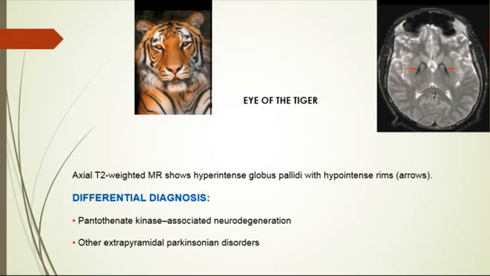Other extrapyramidal Parkinsonian disorders such as corticobasal degeneration, early onset levodopa responsive Parkinsonism, and the progressive supranuclear palsy can have similar imaging findings, and the clinical correlation is crucial for the diagnosis. Always clinical. In this case, it must be a child to diagnose that. Okay, you can't diagnose that in older age group.